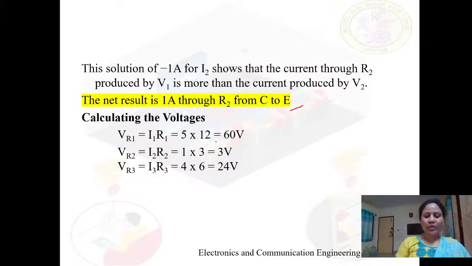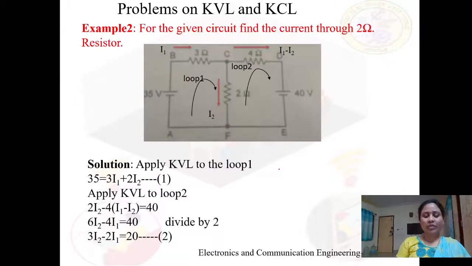Now we know the value of I1 and I2. We can easily find the voltage drop across each resistor. VR1 is I1 R1. Let us substitute the values of I1, I2 and then I3, and we can obtain the value of voltages across the 3 resistors. Okay, so this is how we can apply the KVL and we can solve the DC circuit.